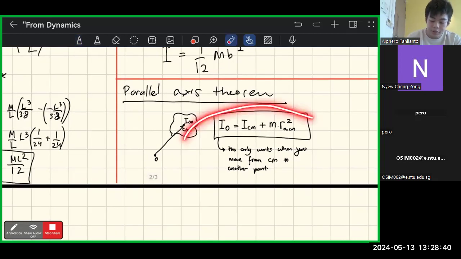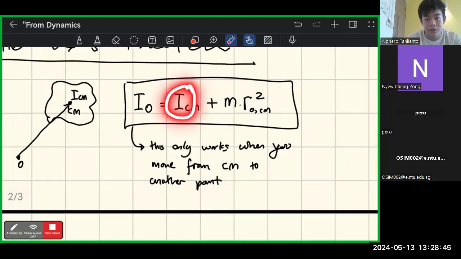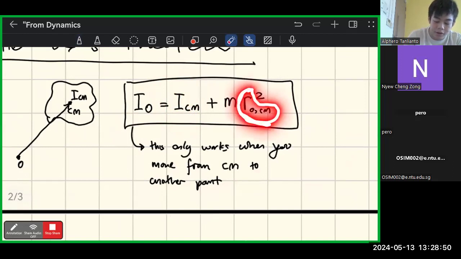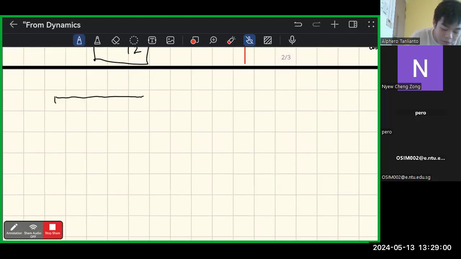This equation only works if you have the moment of inertia at the center of mass, and the r here is the distance between the center of mass and the point that you want to work on. So if we take the rod as an example, we have a rod with length L and mass m, with the center of mass here. The moment of inertia about its center of mass is 1/12 m L squared.